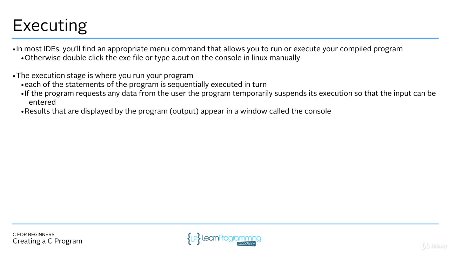So the execution stage is where you run your program. Each of the statements of the program is sequentially executed in turn. If the program requests any data from the user, the program will pause and get that input. It can get the input via the keyboard, or via a graphical user interface if you have libraries for that in your C code. Results that are displayed by the program appear in a window called the console. We're going to show you examples of this when we talk about Code Blocks. But when you run your program, typically you're going to see output. Not always. Sometimes programs will do things that don't produce output, but usually you see the output right on the terminal or the console.